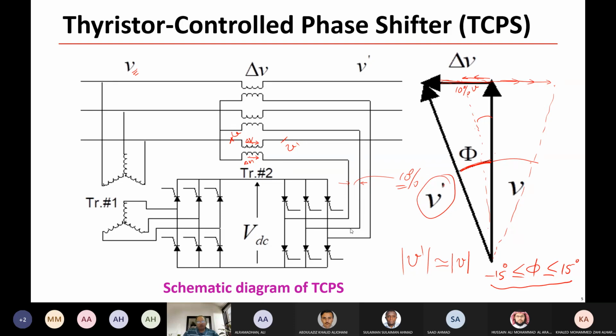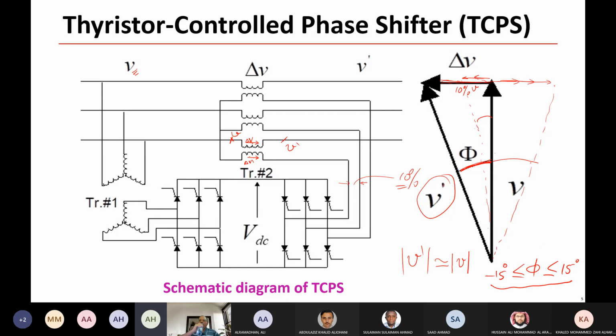And yes, of course, you are right. We have some harmonics since we have some switching here, but these harmonics can be eliminated by filters or by using some of the modern inverters that we have, which depend on pulse width modulation. So in this case, we can eliminate a lot of low order harmonics, which are very common here. Okay, Abdulaziz. Okay, thank you. Any other question?